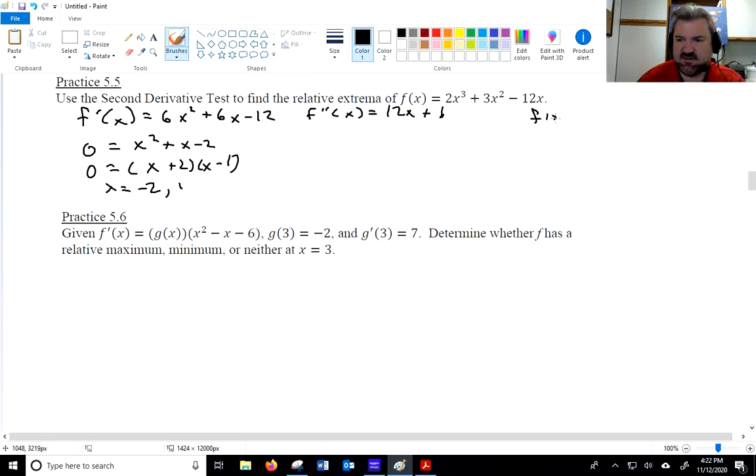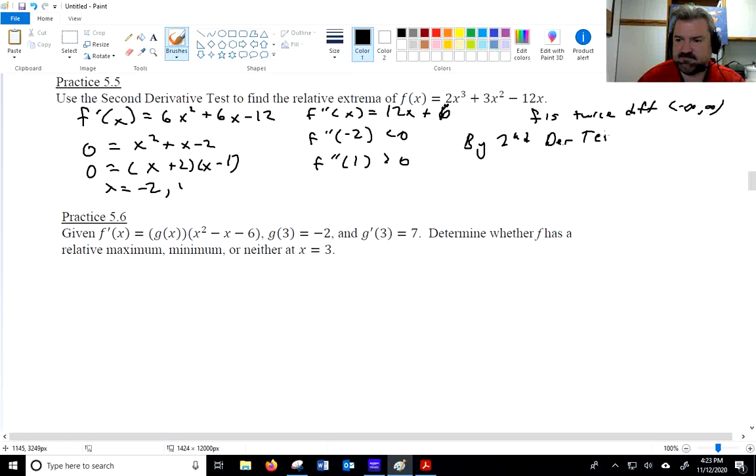So here f is definitely twice differentiable from negative infinity to infinity. f double prime of negative 2 is less than 0, and f double prime of 1 is greater than 0. We can see that, right? Okay, so then by the second derivative test, remember, to say something's a relative max or min, you better say a derivative test, either the first or the second.